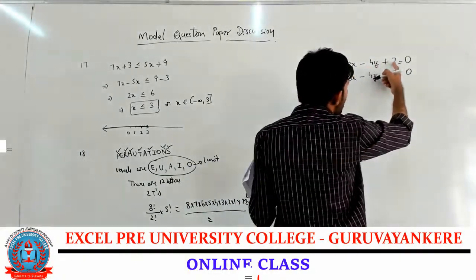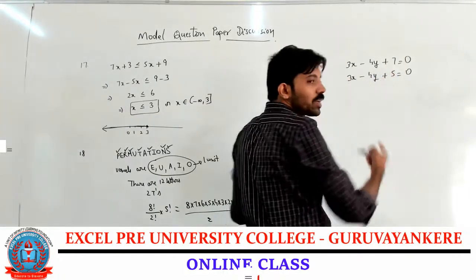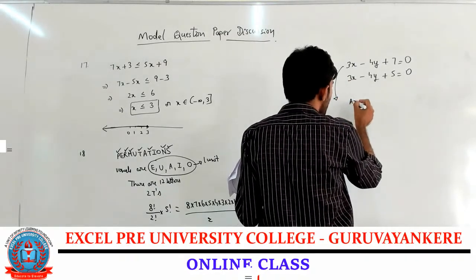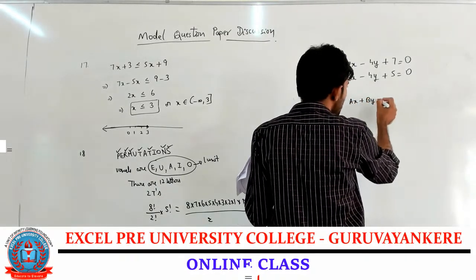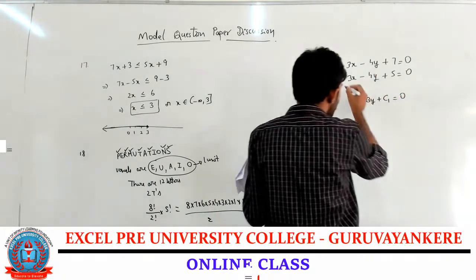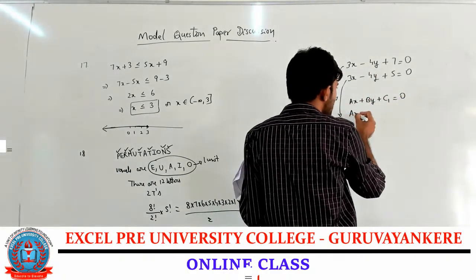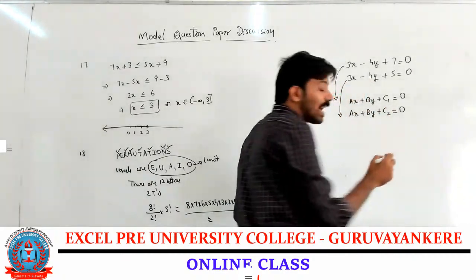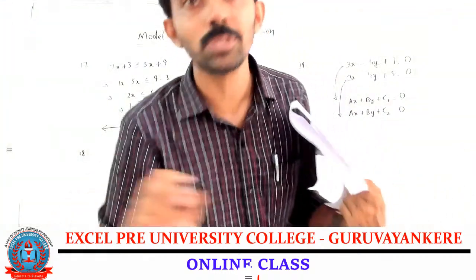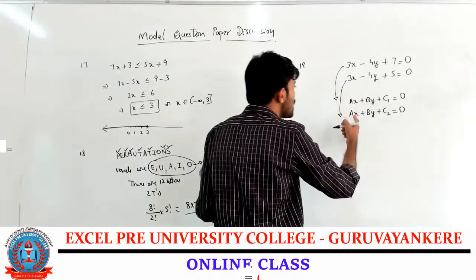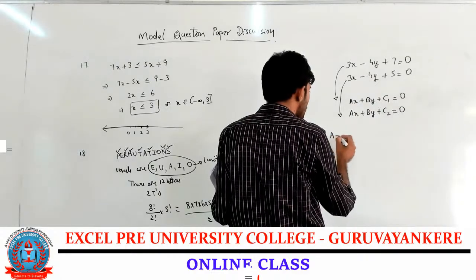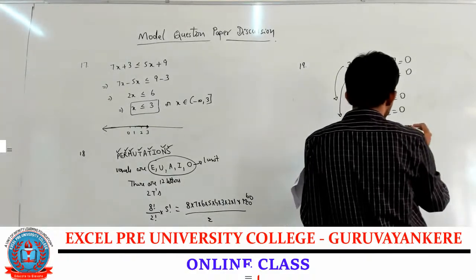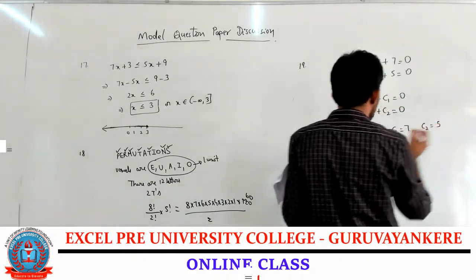ax plus by plus c1 equal to 0. ax plus by plus c2 equal to 0. 2 lines are parallel. First line we can write it as ax plus by plus c1 equal to 0. Second line we compare it ax plus by plus c2 equal to 0. Write down the values of a, b, c1 and c2. A is 3, b is minus 4, c1 is 7, c2 is 5.